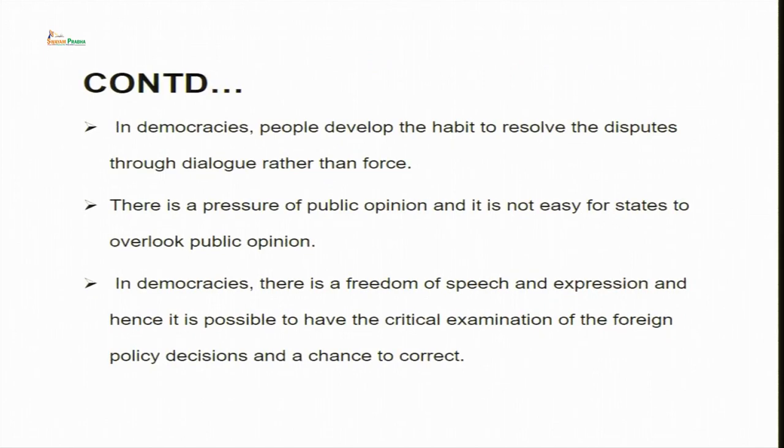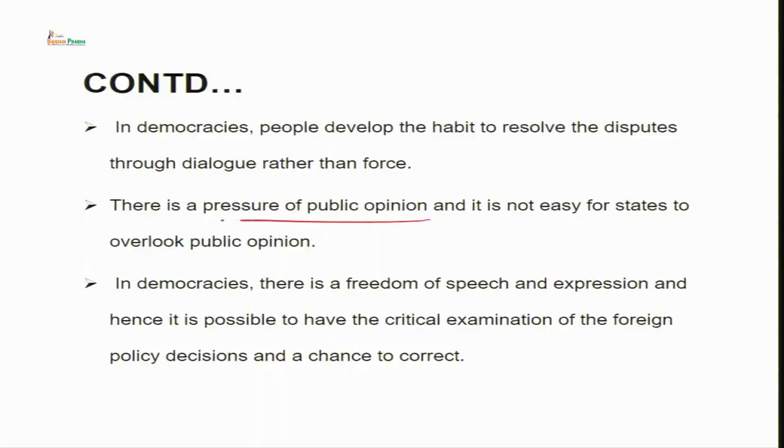So, in democracies, people develop a habit to resolve disputes. How? Through dialogue rather than force. Because in realism, realists consider that force is important, because force helps us to resolve our issues. But in liberal theory, and especially in democratic peace theory, they believe that we can resolve our issues through dialogue. There is no need to use force to resolve our issues.